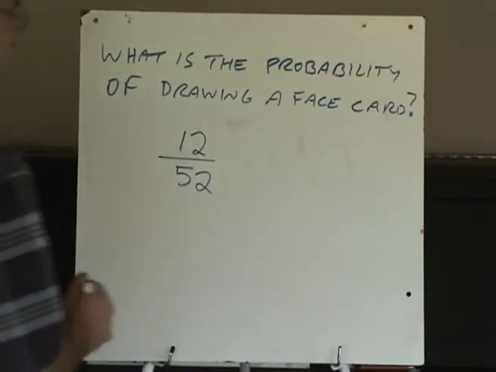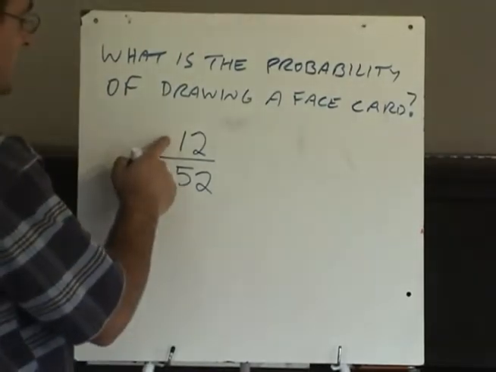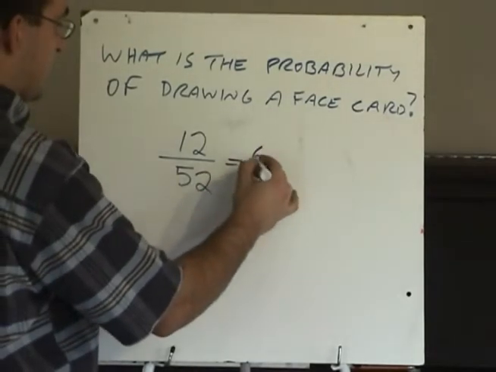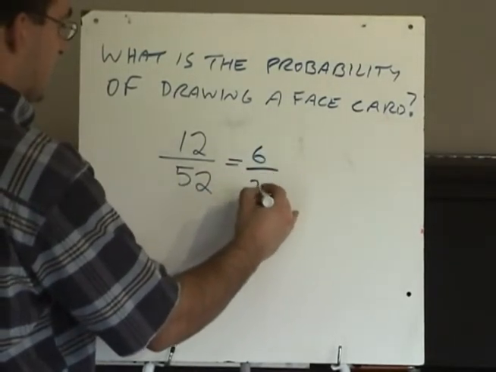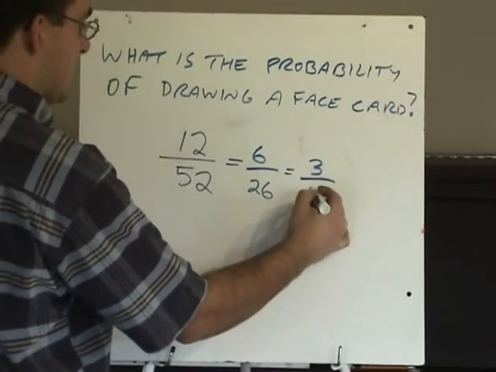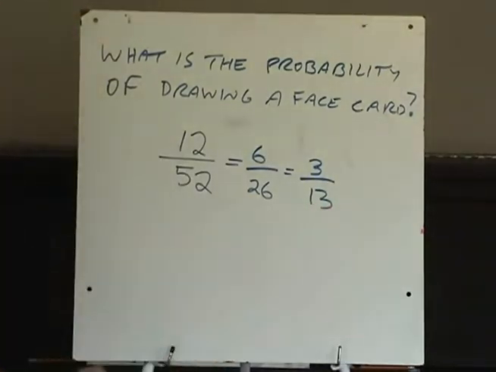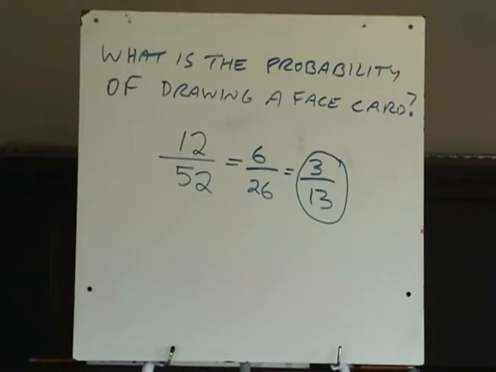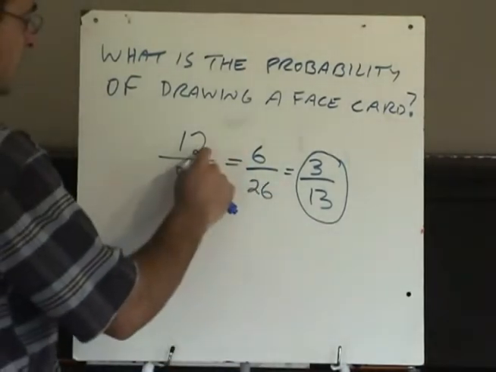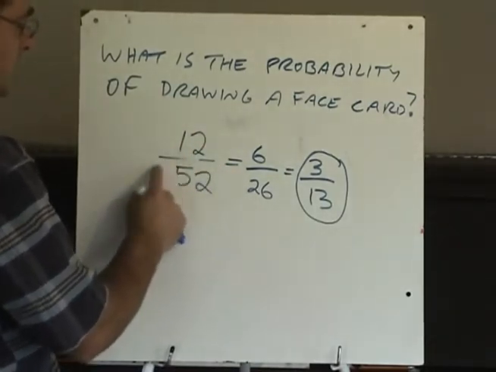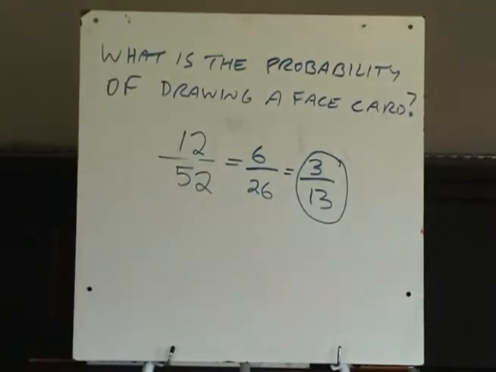So the probability of getting a face card would be 12 out of 52. Now this of course reduces. We can divide this by 2 to get 6 out of 26, and we can divide it by 2 again to reduce our fraction to 3 out of 13. So the probability of drawing a face card, 3 out of 13, came from 12 favorable outcomes, 12 face cards, divided by 52, the total possible outcomes.